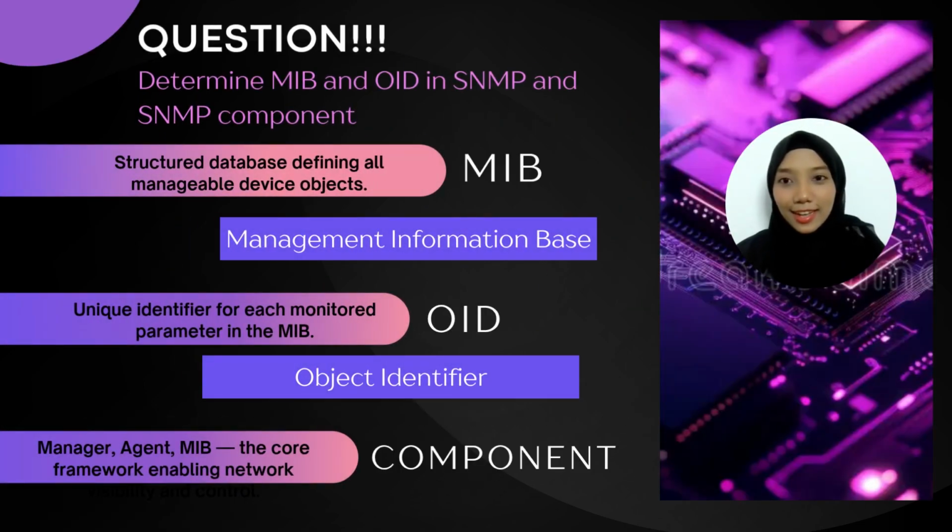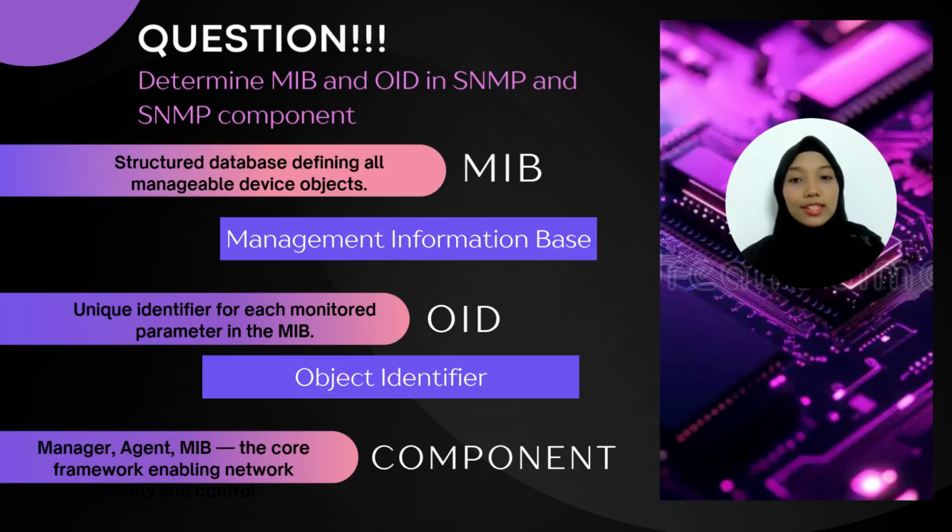Okay, next question. Determine MIB and OID in SNMP and the SNMP components. So, first, MIB. What is MIB? MIB is Management Information Base, the library's catalog. This is the structured database. It's like the catalog that defines every single piece of information, like a book, that you can check out from the device, such as CPU usage, interface status, or hostname.